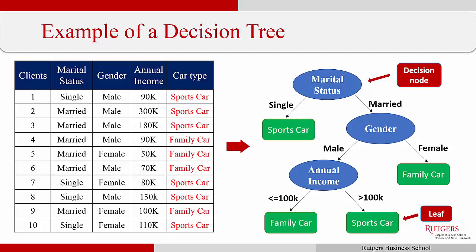Blue box is the leaf, so it will assign the class label. For example, if the marital status is single, it will lead to a leaf, and all the records in the leaf will be assigned as sports car.